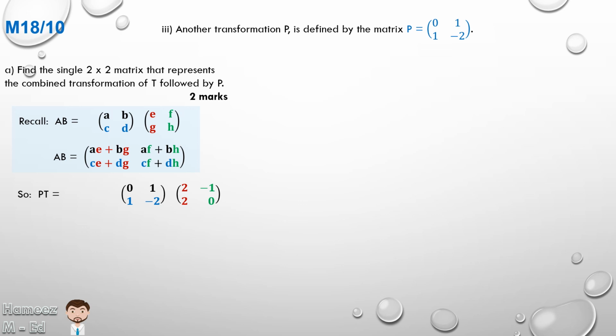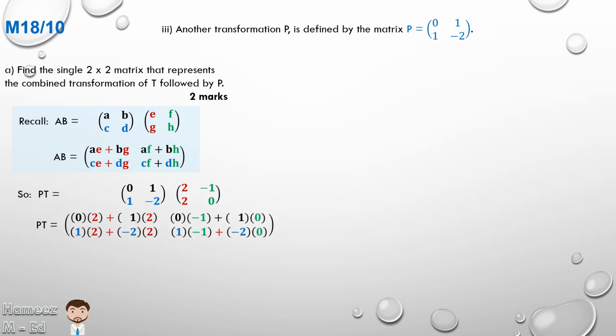So let's substitute accordingly. We know P was given above as 0, 1, 1, minus 2. And T was given previously as 2, minus 1, 2, 0. So let's multiply black rows by red columns, 0 by 2 plus 1 by 2. Black row by green column, 0 by minus 1 plus 1 by 0. Second row by first column, 1 by 2 plus minus 2 by 2, and then 1 by minus 1 plus minus 2 by 0.